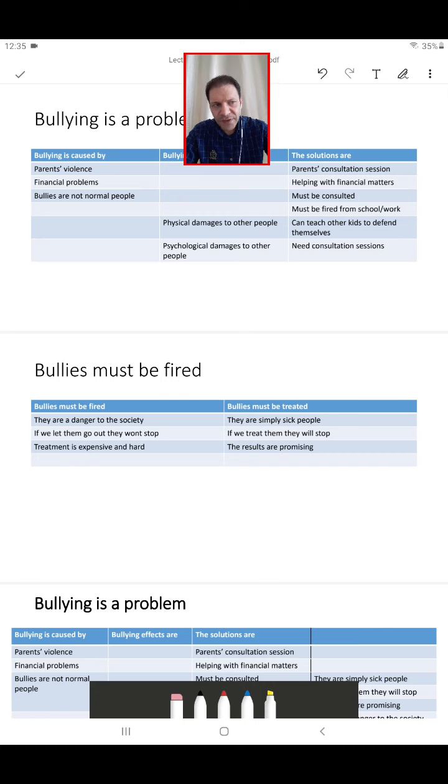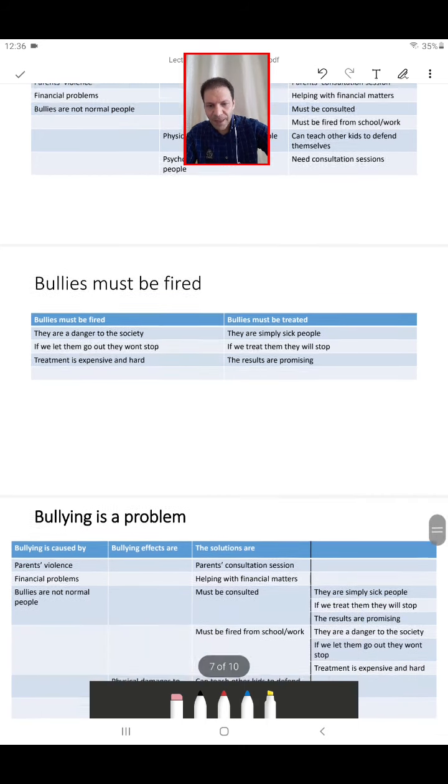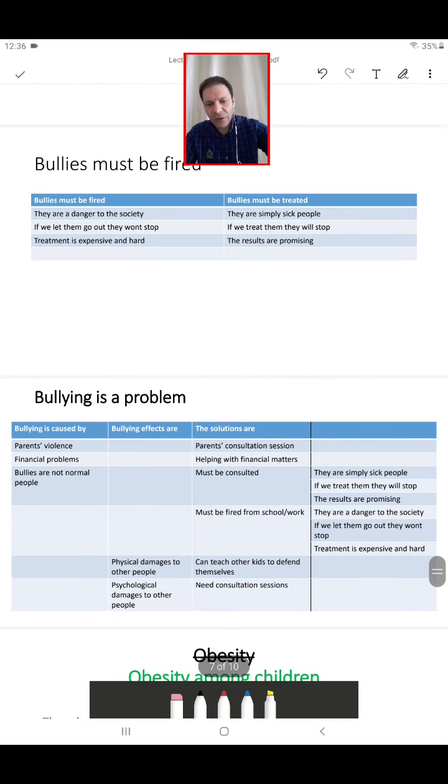Some of the people say that bullies must be fired from work. They must be fired from a school. Some of the people say no, they are like sick people. They have to be treated. Again, this can be a very good argumentative topic because you can look at different opinions on how to punish, how to deal with bullying. So it depends on how you look at it.